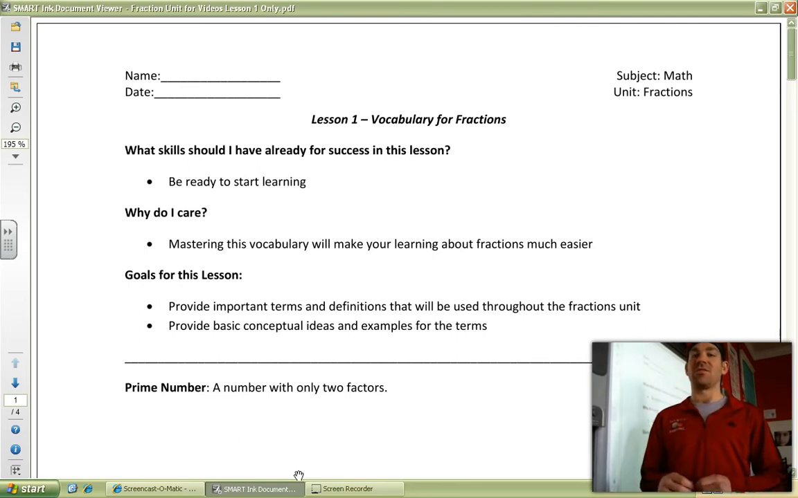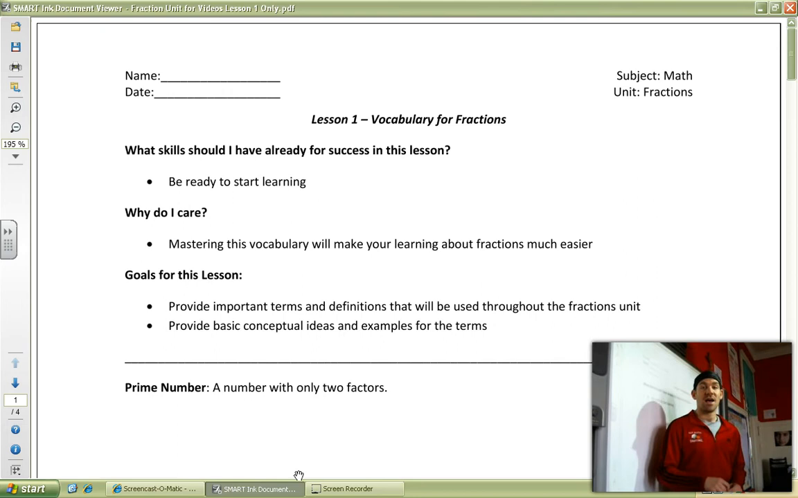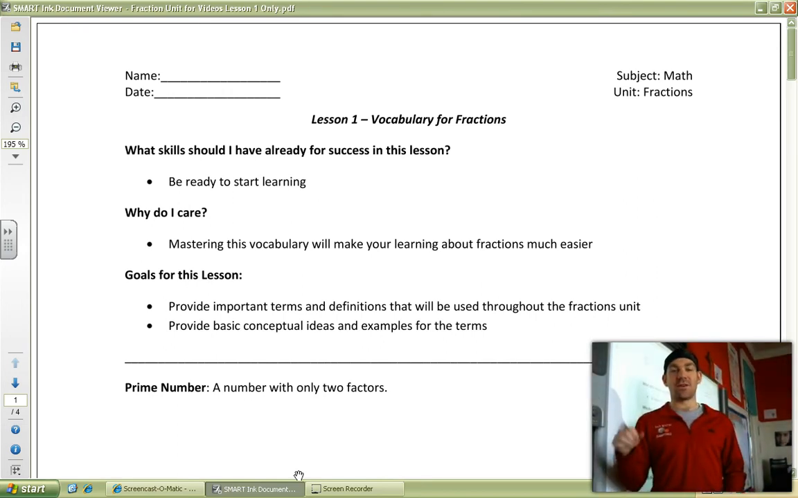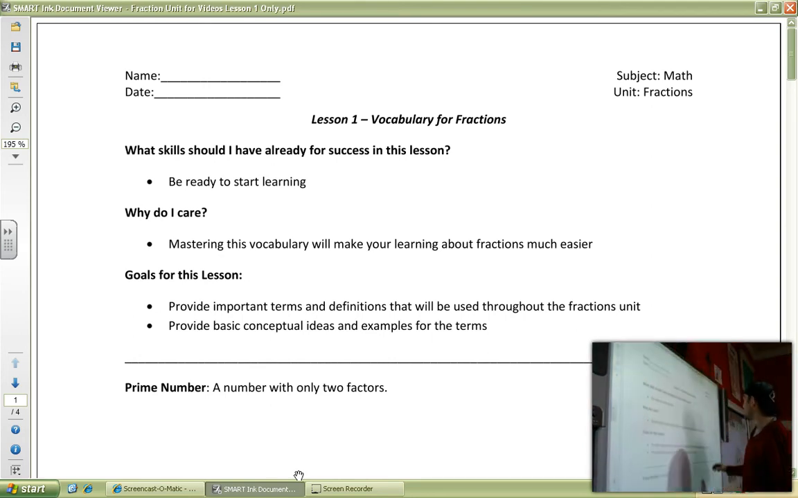Okay, and then finally is to give you a little basic idea about these things. I am not teaching you how to find these things or do this math. I want you to learn the vocabulary and give you some pictures and examples. Okay, here we go. Prime numbers.